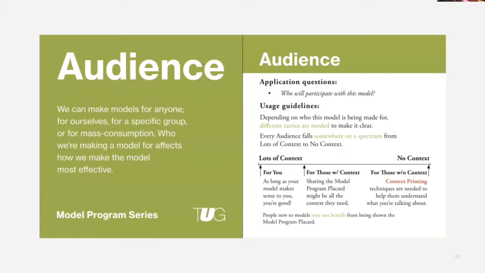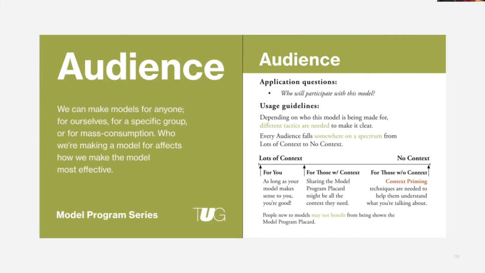Second, we need to consider the audience, because we can make models for anyone. We can make models for ourselves. We can make models for a very specific individual or specific group. We can make models for mass consumption. But who we're making a model for affects how we make that model most effective. And so again, like the intent, we need to understand up front, who is going to receive this?